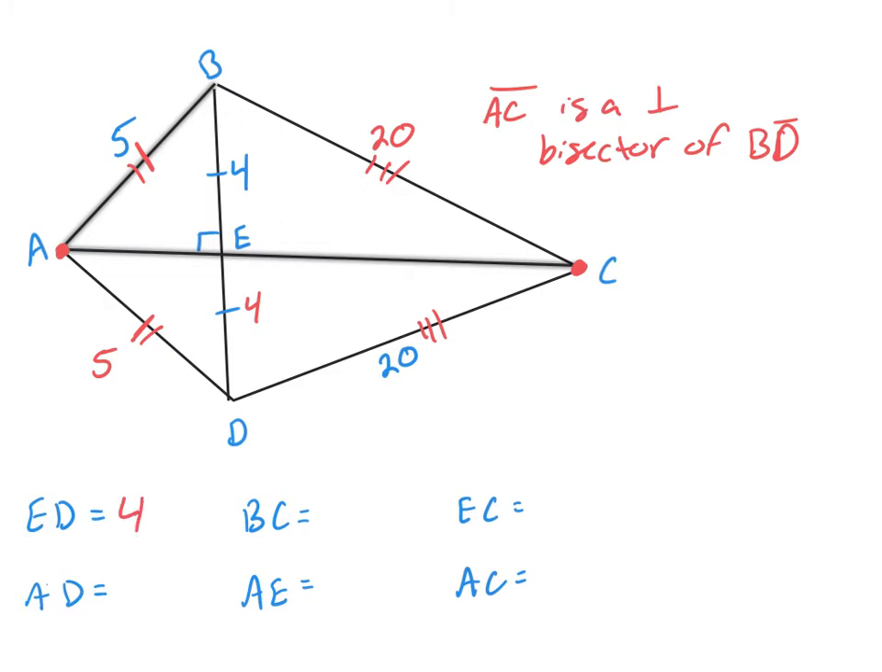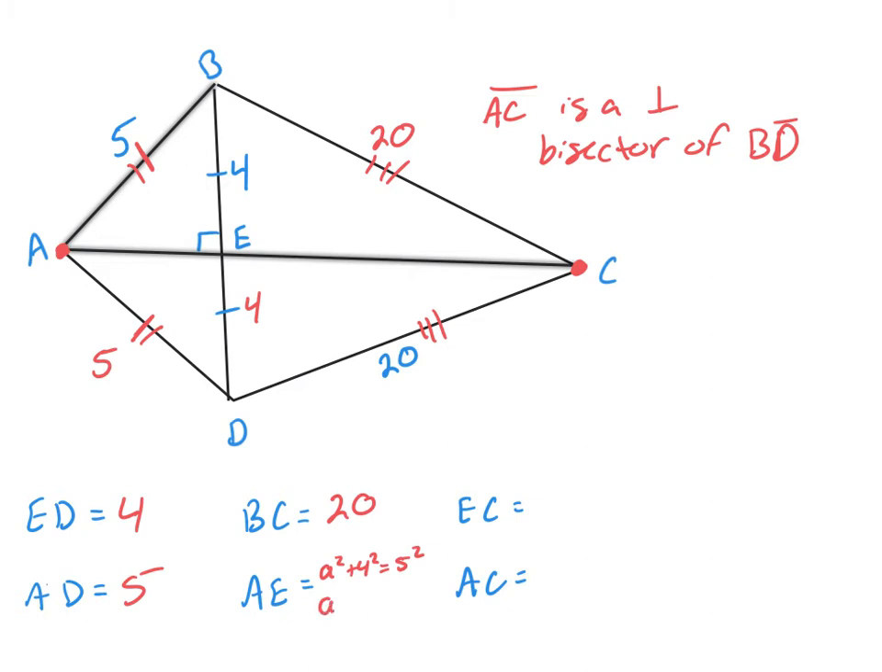So we know ED should be 4, AD is 5, BC is 20, and we need to find these other 3 side lengths. But the nice thing is that we're in a right triangle. So we can just use Pythagorean theorem to go ahead and find those side measurements. Okay, so side AE, we're going to solve A squared plus 4 squared is equal to 5 squared. So you're going to use that setup of the Pythagorean theorem here.